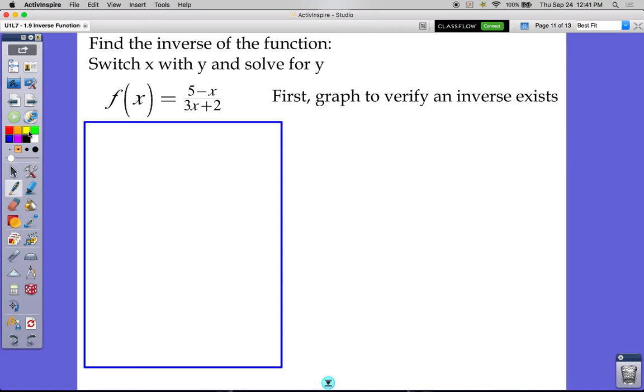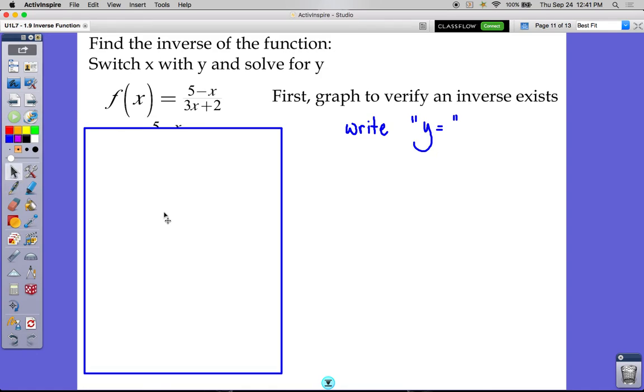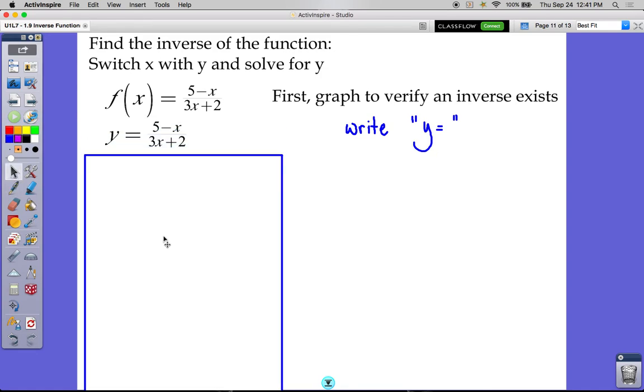What is step 1 in writing the inverse of a function? Well, we're going to switch x with y and solve for y. But I don't have that right now. I have f of x. So step 1, we have to write this as y equals. Remember, f of x and y equals are exactly the same thing. So step 1, instead of f of x, we're going to say y equals.